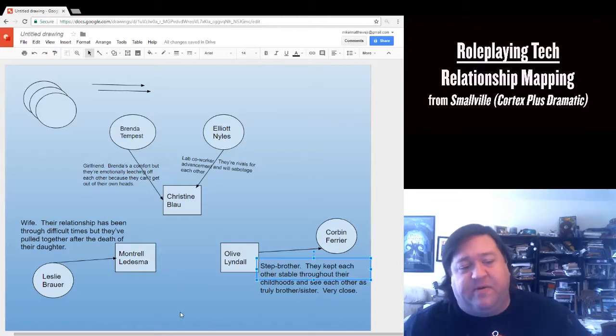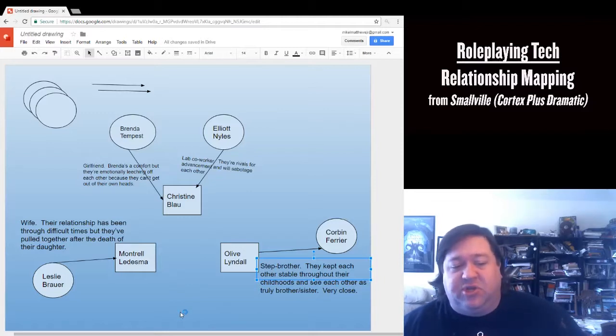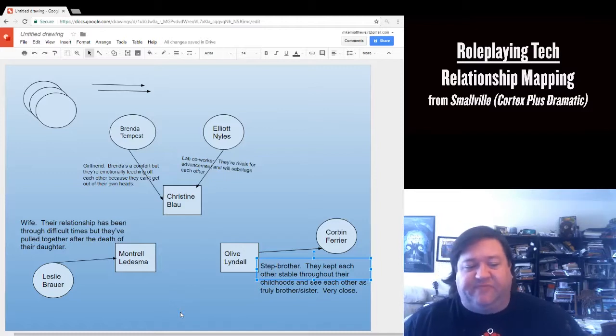And we've got Olive and Corbin. If Corbin's her stepbrother, they kept each other stable throughout their childhoods, and see each other as truly brother and sister, very close. I don't know what kept them stable yet. I don't know what was wrong in their life that made it unstable, but that's a question I don't have to answer right now. In relationship mapping, you're answering a single question at a time. Who is this person? Why are they important to this character?